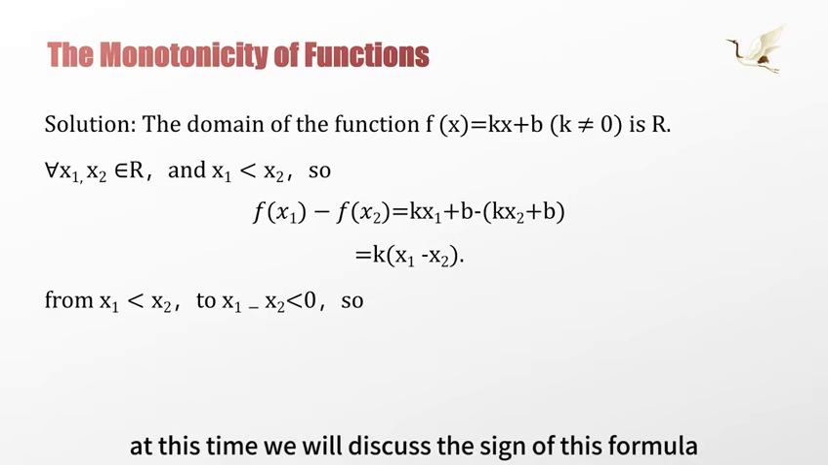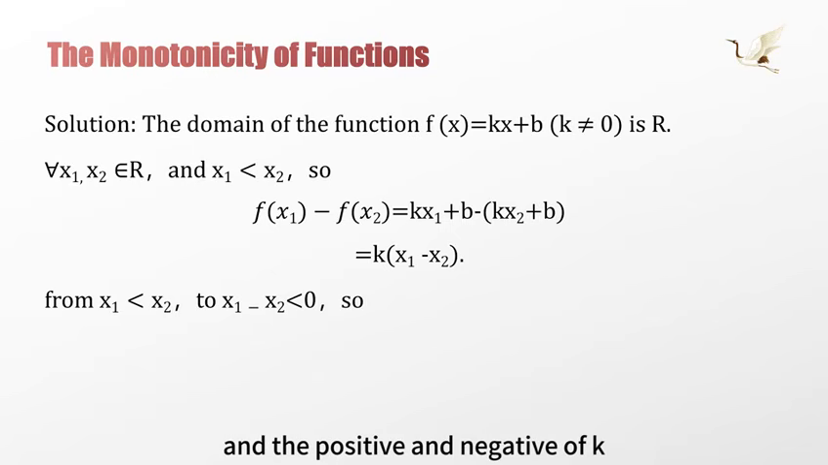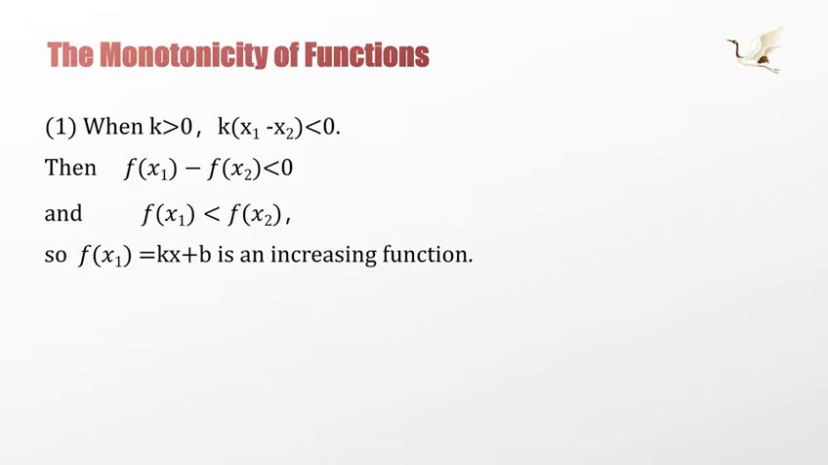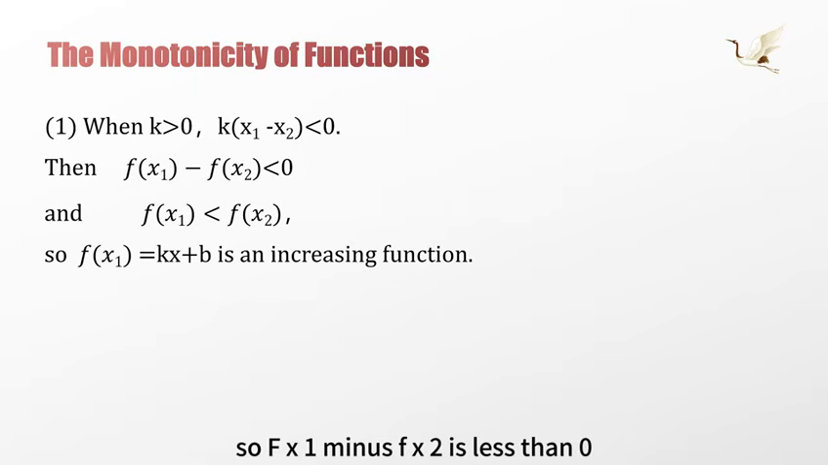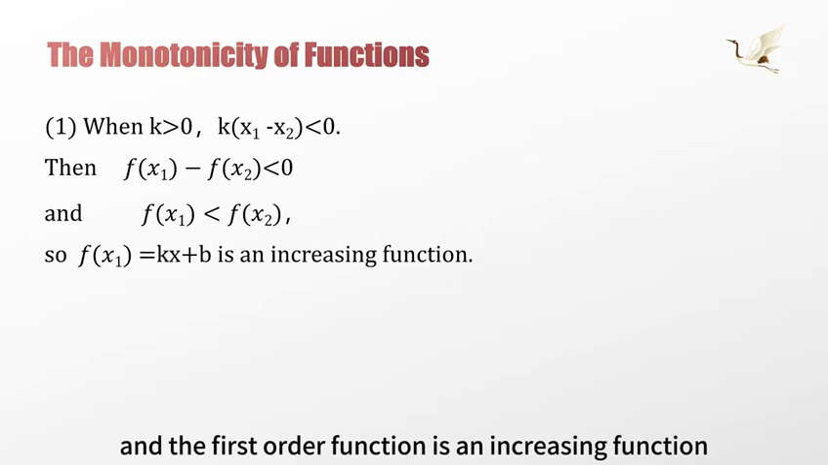At this time, we will discuss the sign of this formula and the positive and negative of k. When k is greater than 0, k multiplied by (x1 minus x2) is less than 0. So f(x1) minus f(x2) is less than 0. Thus, f(x1) is less than f(x2), and the first-order function is an increasing function.